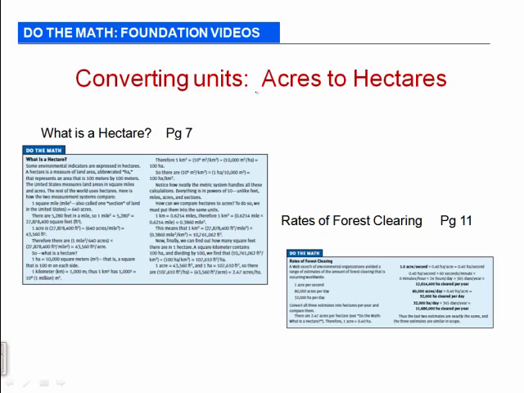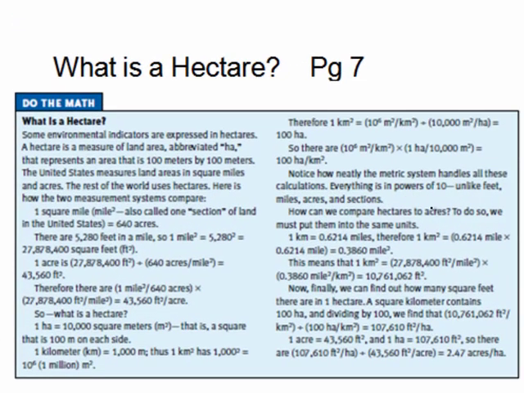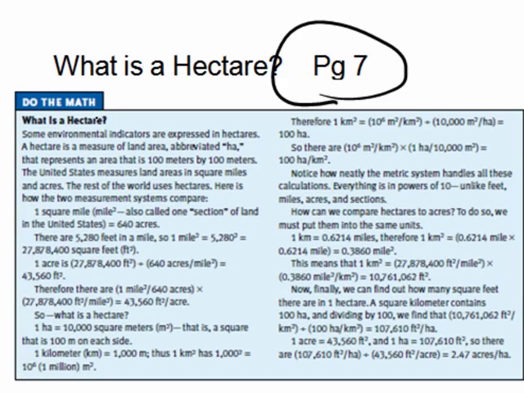One important skill that you will use repeatedly in environmental science and other science classes is converting numbers from one unit of measure to another. On page 7 of the text, you'll see this box that says do the math, and it explains what a hectare is. And it tells you how to convert from a hectare to various other units that are more useful, square miles and other units of that nature.